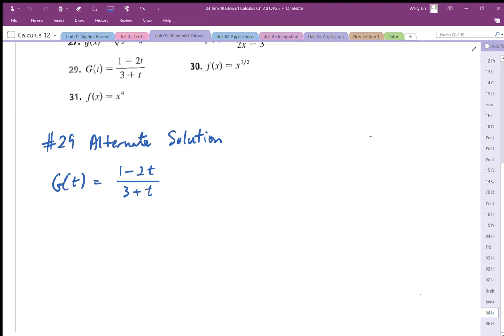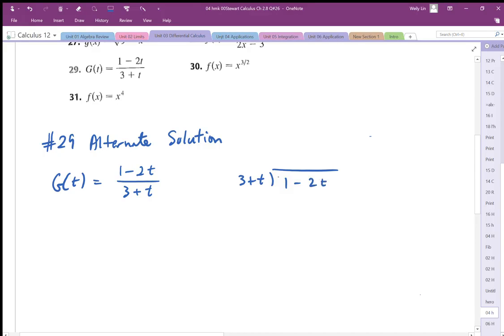For question number 29, there is an alternate solution in that we can rewrite this expression in a little bit more simplified form. So the first thing to do is rewrite this in a simpler form. I'm just going to divide this expression and write it with the quotient and the remainder over the divisor. So I'm going to divide this first of all.